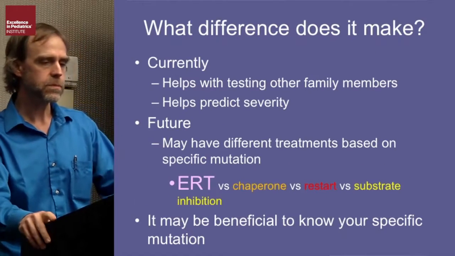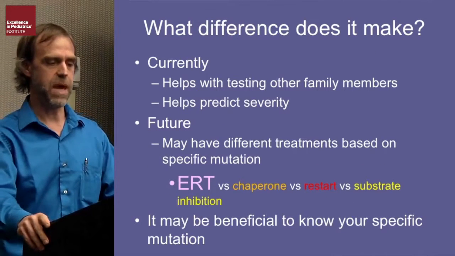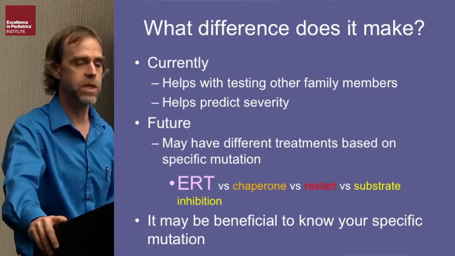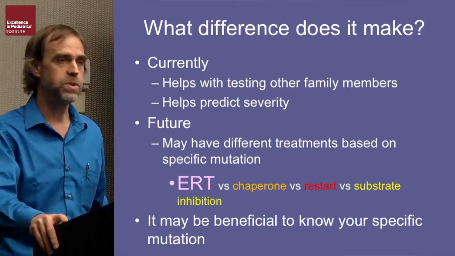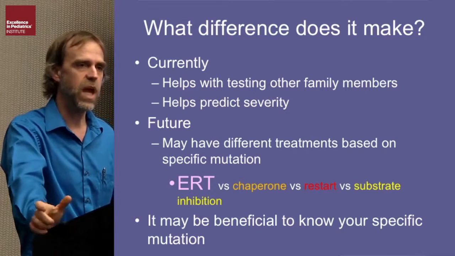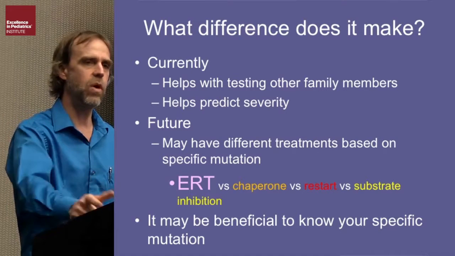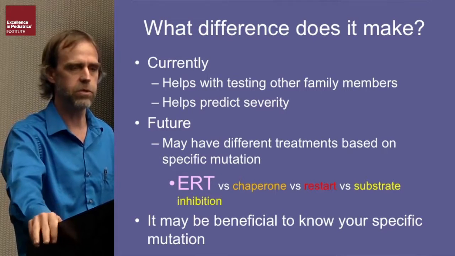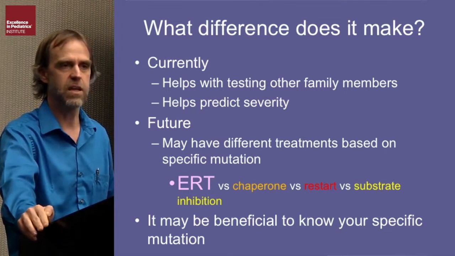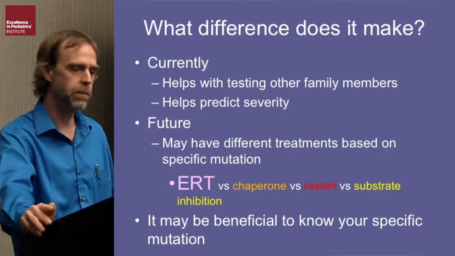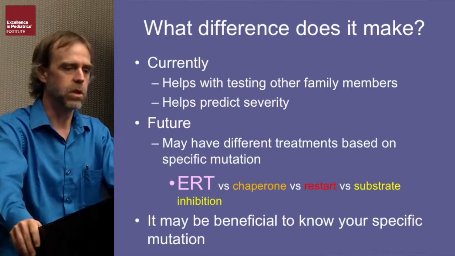Okay. So what difference do these make? Currently, the use of knowing your mutation is that it helps in testing other people. If you know the mutation in a family, you can order a test for that specific mutation, and that saves about $1,000 and makes the test much easier to interpret. So it's cheaper and better if you know what you're looking for.